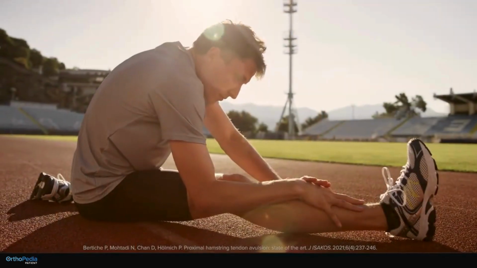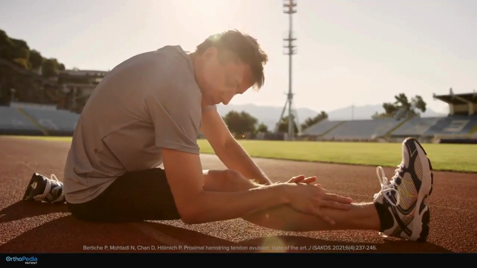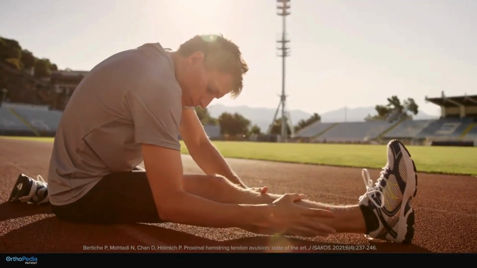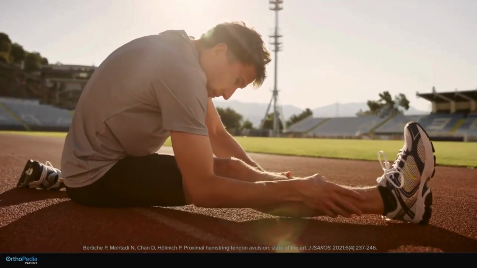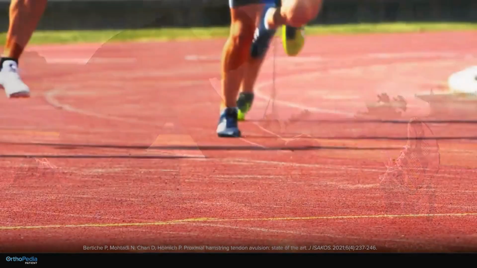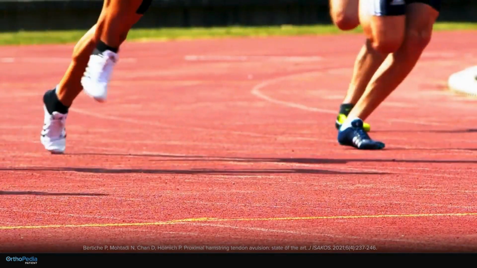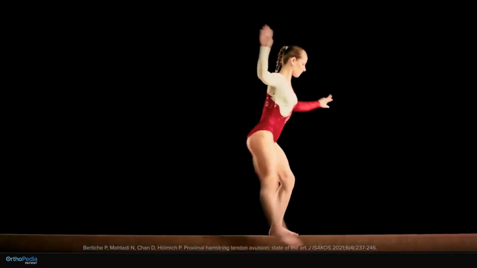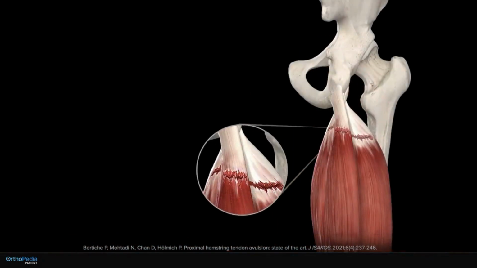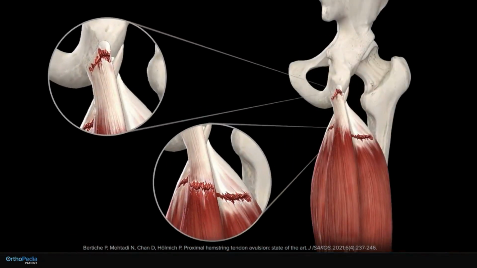The hamstrings are at risk for injury when the muscles are rapidly stretched when the leg is lifted in front of the body with the knee straightened. This commonly occurs with running, sprinting, and sports that involve jumping and kicking, such as hurdling, soccer, and gymnastics. This can cause the muscles or any of the tendons that attach the hamstrings to the hip to tear.